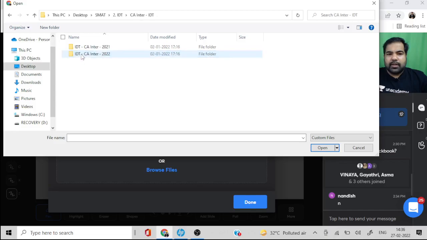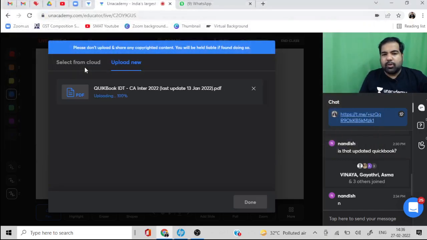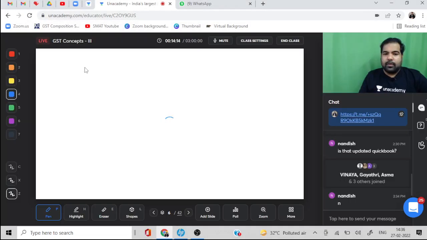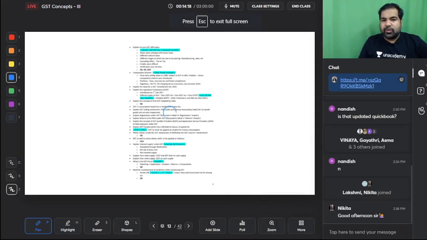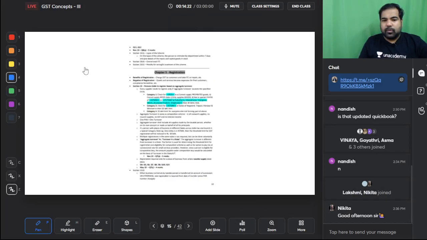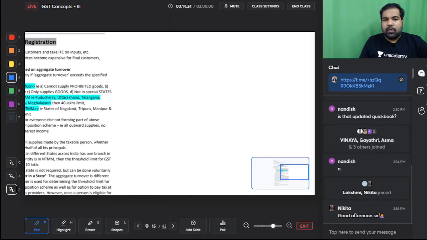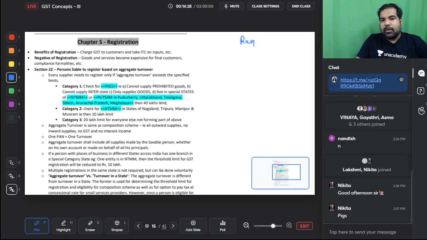This is IDT and this is the quick book. Perfect. I'm just going to go to the registration chapter. Here we go. Guys, this is the registration chapter, but before we start, let's quickly see what are the sections of the registration chapter.